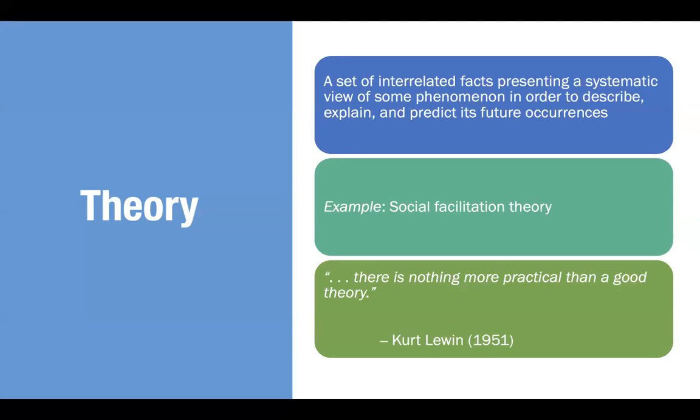So, the text definition of theory is a set of interrelated facts presenting a systematic view of some phenomenon in order to describe, explain, and predict its future occurrences. Like I said, a fancy way of saying that a theory is a way to reach an answer to, again, questions that are presented based on real life problems.